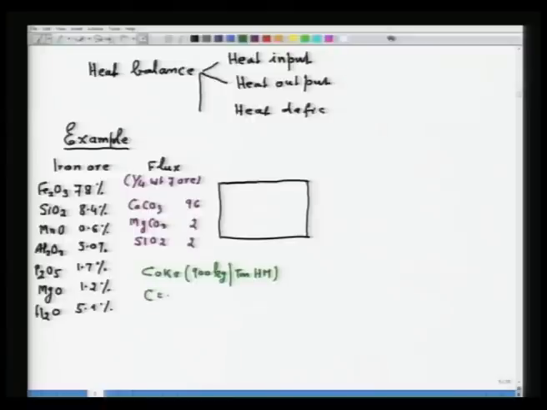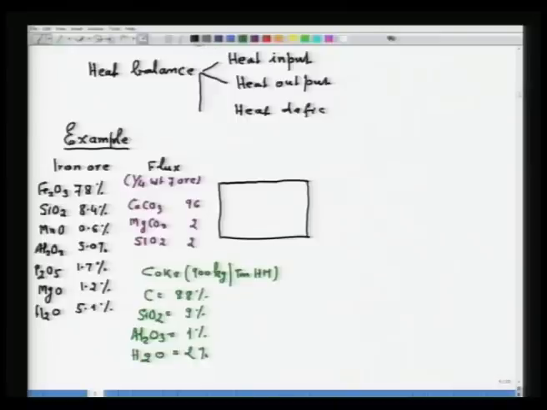Composition of coke: carbon 88%, SiO2 9%, Al2O3 1% and H2O equal to 2%. This is all the input.